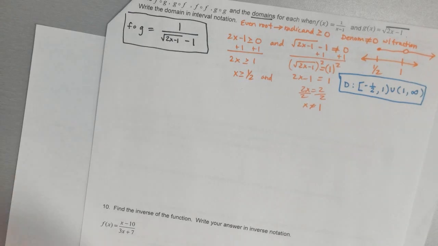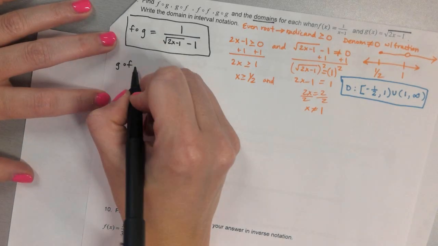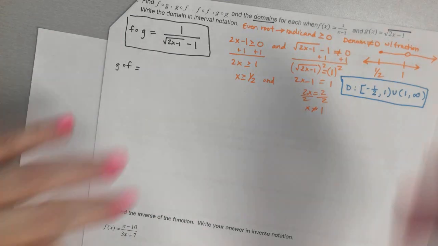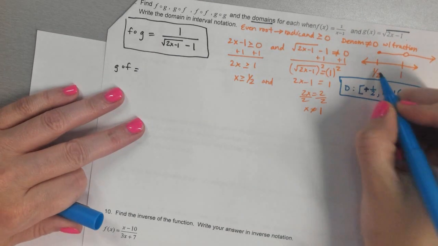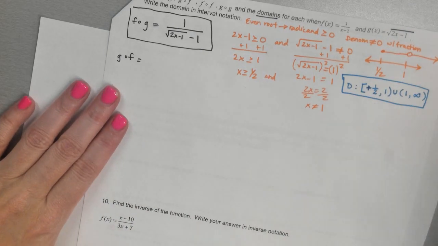All right, and then for your g of f, oh, sorry, I didn't mean to. It's 1/2. Thanks. It's positive. So 1/2 to 1 in union with 1 to infinity.